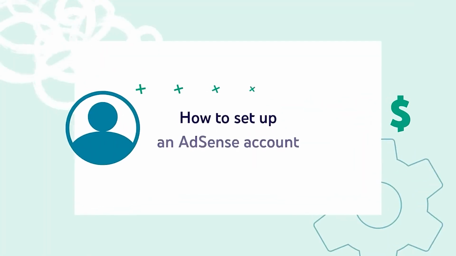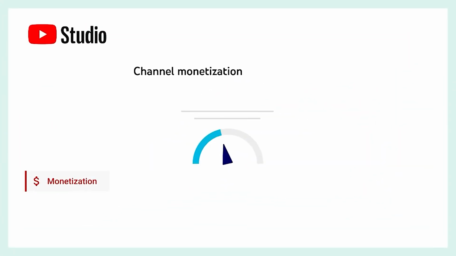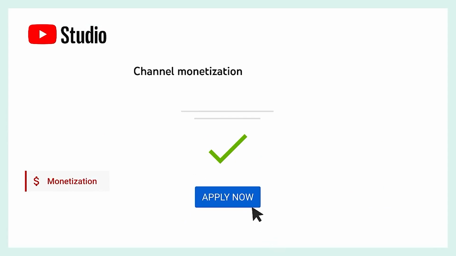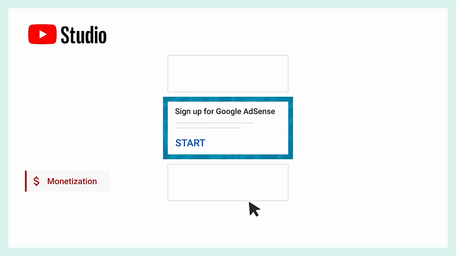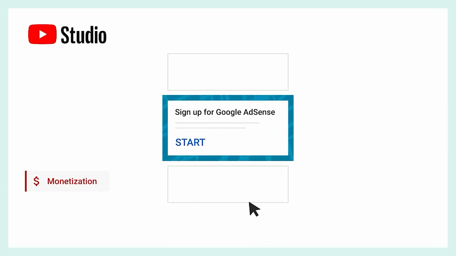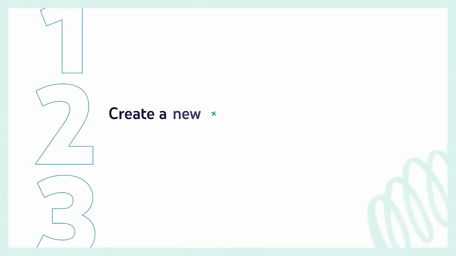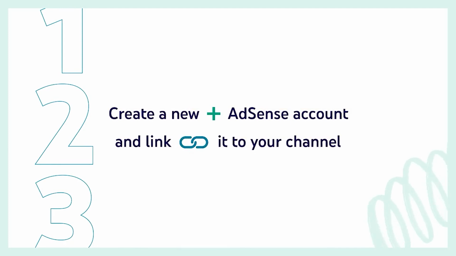Now let's walk through how to set up an AdSense account. Once you're eligible to apply for the YouTube Partner Program, we'll prompt you to create and connect an AdSense account as a step in the application process. Note that if you're not yet eligible to apply for the YouTube Partner Program, we recommend holding off on creating an AdSense account until you are eligible. When you're ready to apply, here are the steps you'll need to follow to create a new AdSense account and link it to your channel.